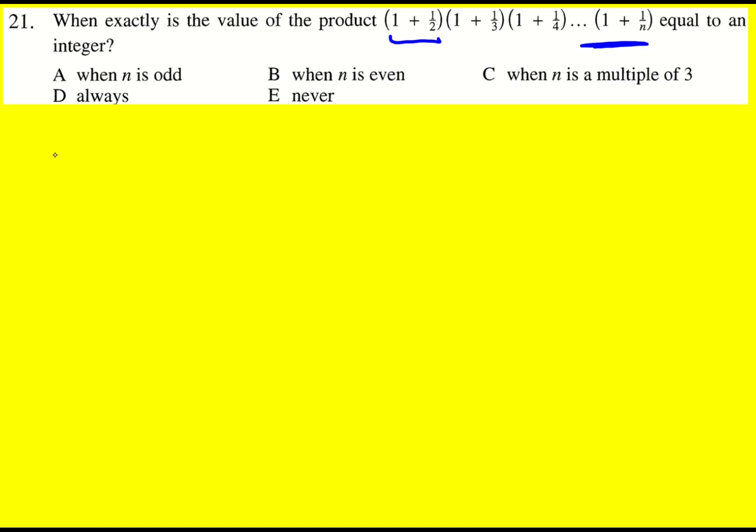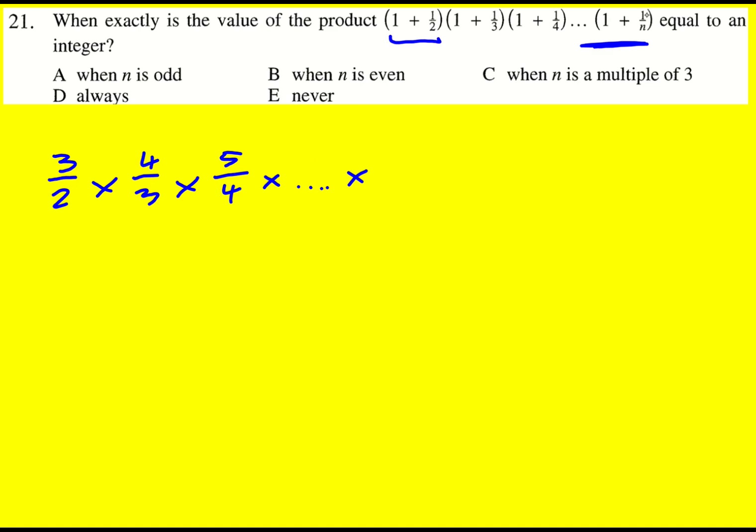1 plus a half is actually 3 halves, or 3 over 2. 1 plus a third is then 4 over 3. And what we're going to find is that each number goes up by 1 every time until we get to the final one.